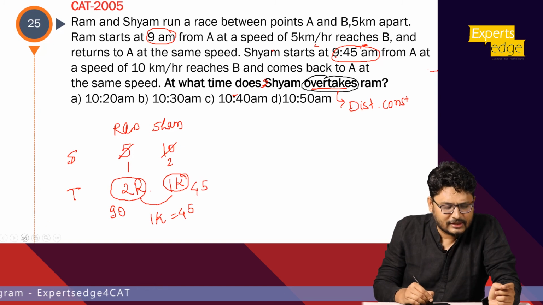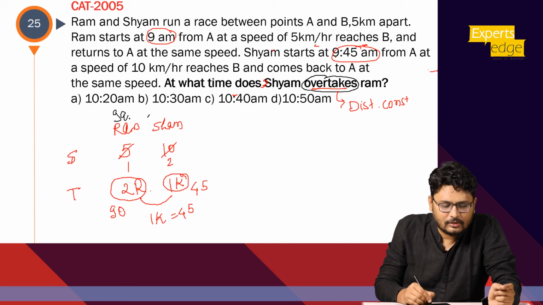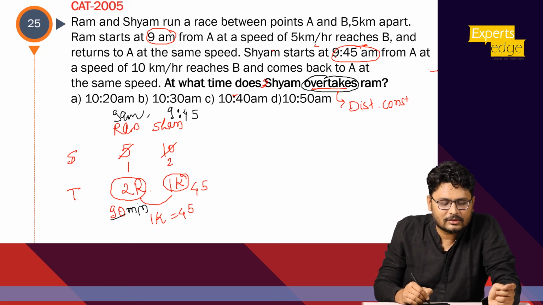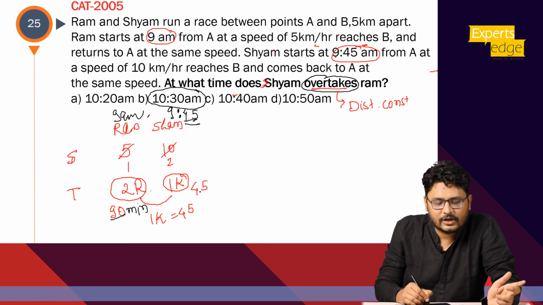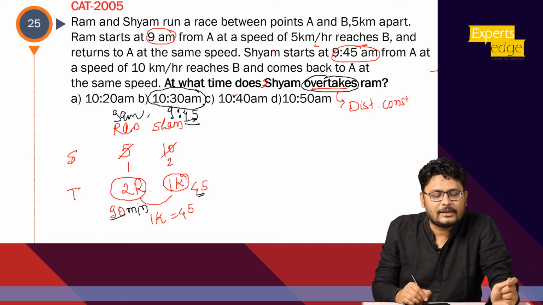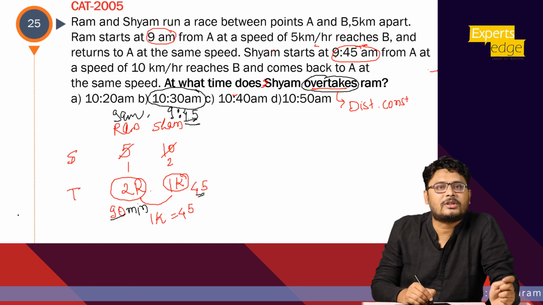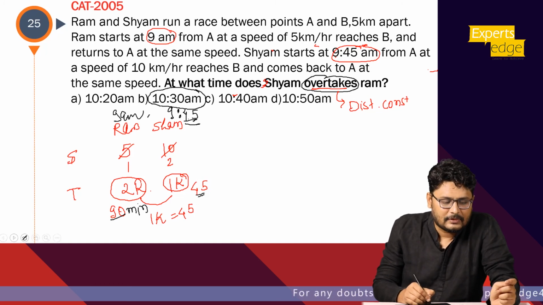So when will they overtake? Take any reference, the answer will be the same. Remember, Ram started at 9, and Sham started at 9:45. So 90 minutes from 9, and 90 minutes is nothing but 1 hour 30 minutes. So 9 plus 1 hour 30 means they will overtake him at 10:30. Or you can take it from Sham's perspective also: 9:45 plus 45 minutes, the timing will be 10:30. So overtake will happen at 10:30 AM. Okay? See how easy this question is once you have understood the concept well. Let's take the next question.